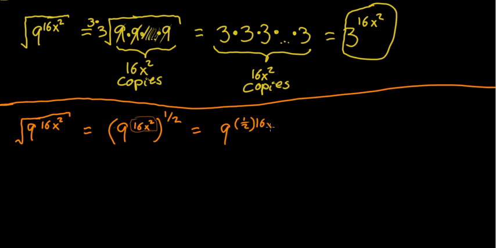times 16x squared, which is 9 to the 8x squared. And that's, I believe, how he left it.